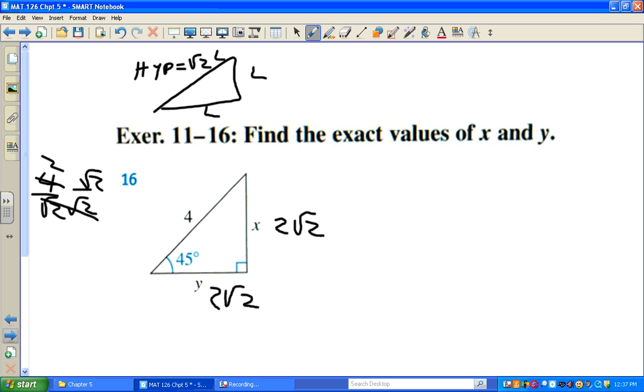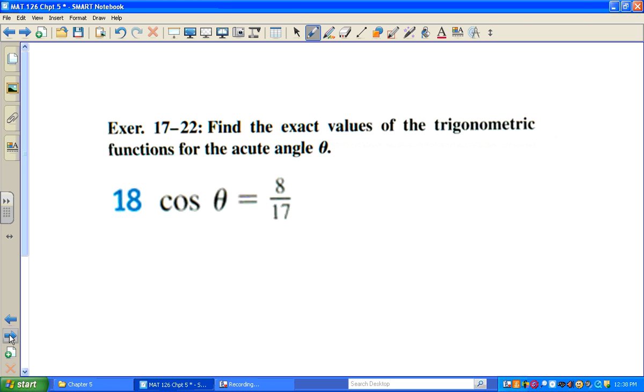Thank you very much. Moving on. Love the reference triangles. Find the exact values of a trigonometric function with the acute angle theta. This one, again, you can pick 3. Since cosine's already given, all you have to do is come up with sine, and all you have to do is come up with tangent. Okay?